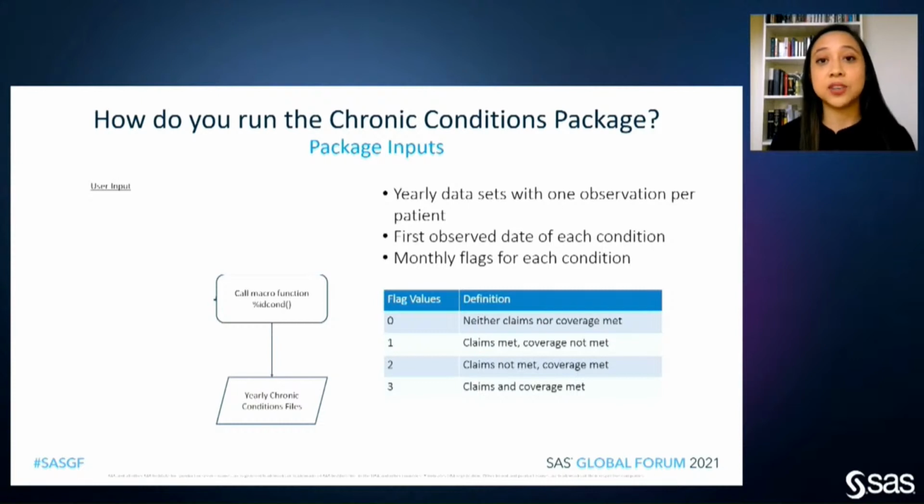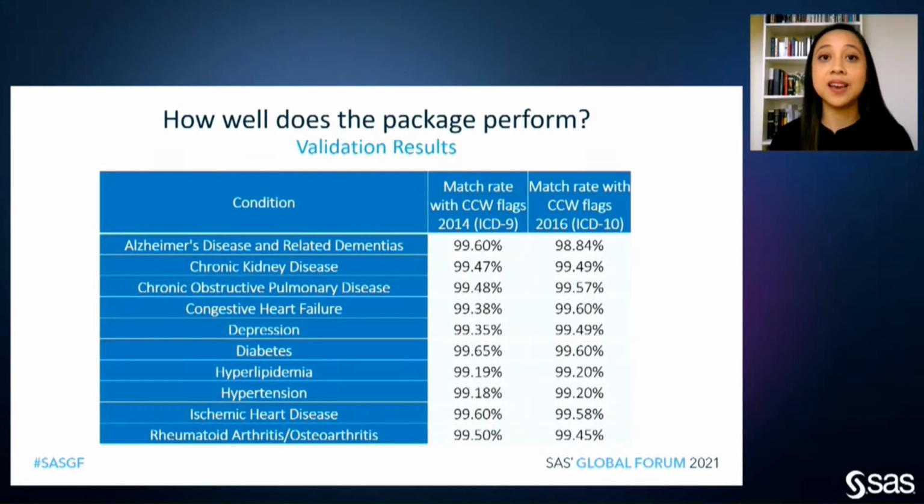For incidence and prevalence, you will likely want to limit to values 2 and 3, which are the beneficiaries that were enrolled throughout the entire reference period, just to make sure you're not missing any claims from those beneficiaries that were not enrolled. So how well does our package perform?